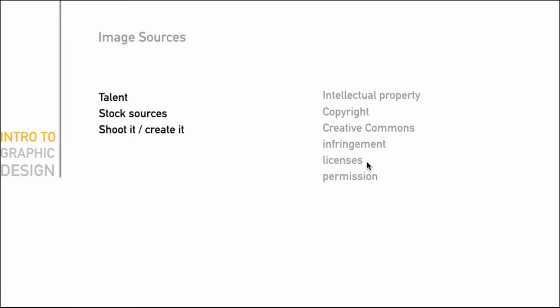The purchasing of usage rights is done through licensing, where the author gives permission, the licensor gives the permission to the licensee to use the work. So when you start dealing with images and intellectual property, you're going to need to be aware of all of these authorship and permission issues.